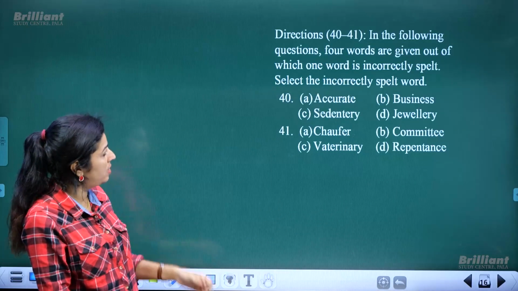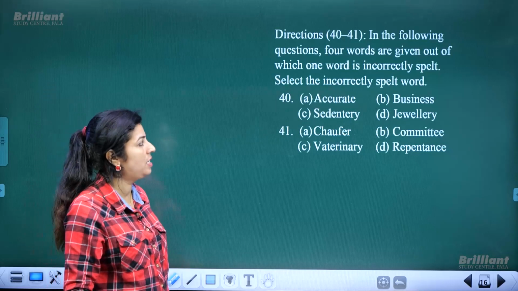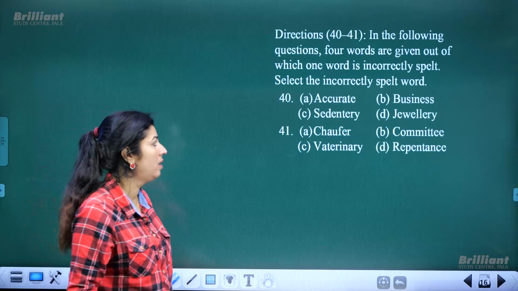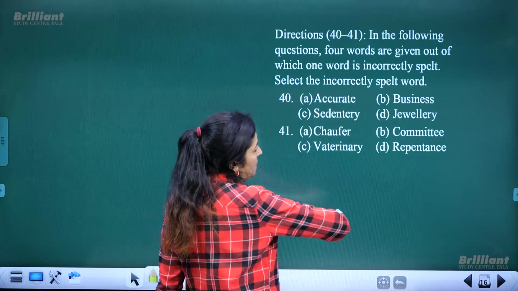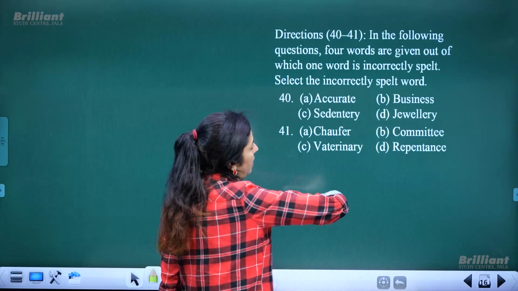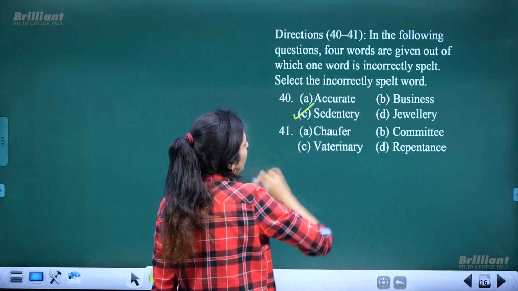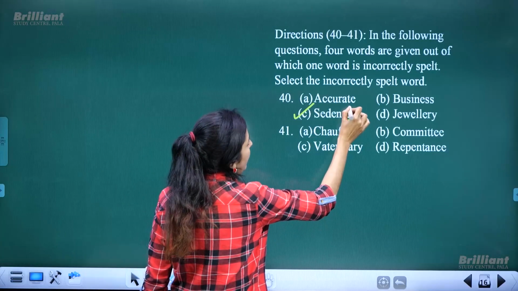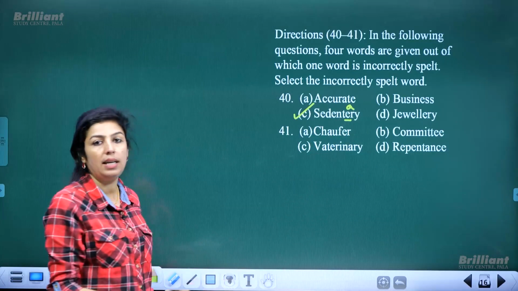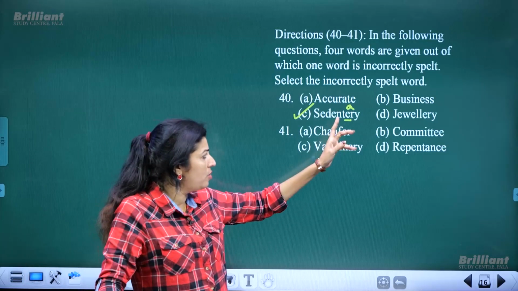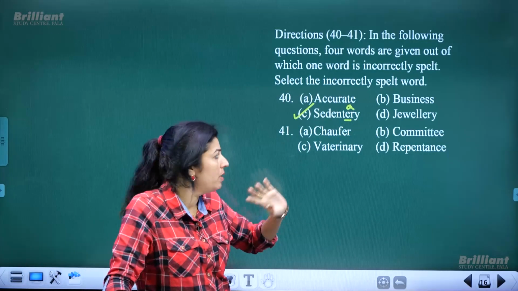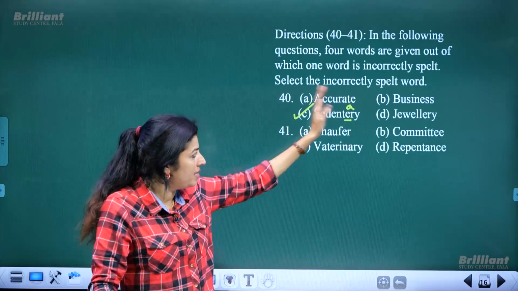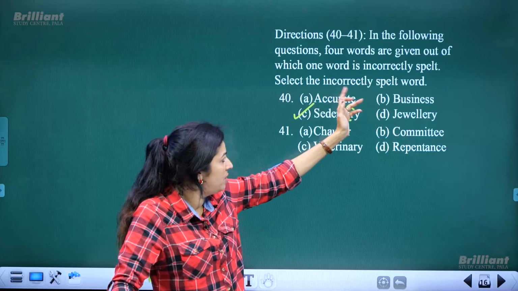Now, in the following questions, which one is incorrectly spelled? Which word has got the wrong spelling? Accurate, correct spelling. Business, correct spelling. Sedentary has got the wrong spelling, and how will you correct it? Sedentary with T-A-R-Y, not T-E-R-Y. Sedentary means to remain inactive for some time. So sedentary is with A-R-Y. The rest is correct. Jewelry, business, accurate, all correct.